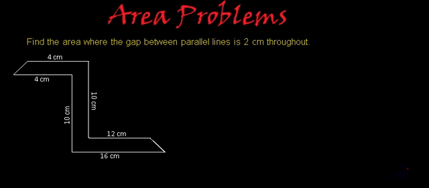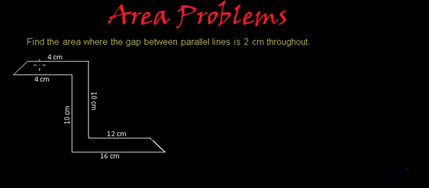Hi, so here we are, and now again we have to find the area. Here we have a Z-shaped figure where certain lines are parallel to each other, right? And the only given condition to us is the gap between two parallel lines is uniform throughout the figure, which is 2 centimeters, right?